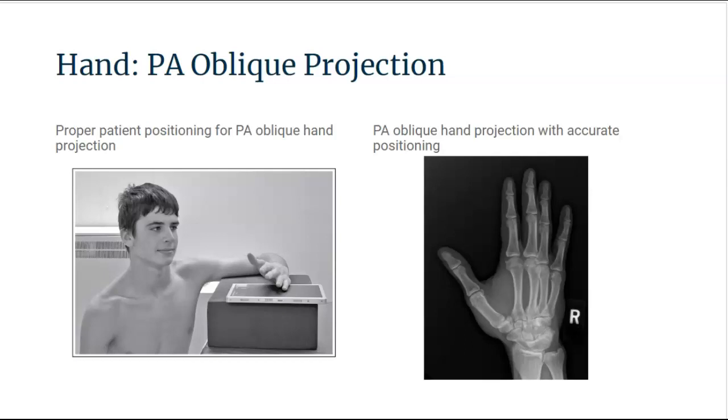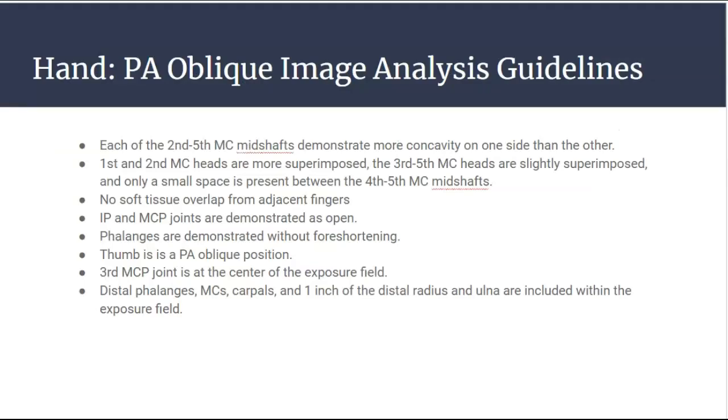The thumb is in close proximity to the hand. The interphalangeal and metacarpal phalangeal joints are demonstrated as open spaces. The phalanges should be demonstrated without foreshortening. The thumb is in a PA oblique projection. The third metacarpal joint is at the center of the exposure field, and distal phalanges, metacarpals, carpals, and 1 inch of the distal radius and ulna should be included within the exposure field. The next slide represents the image analysis guidelines.